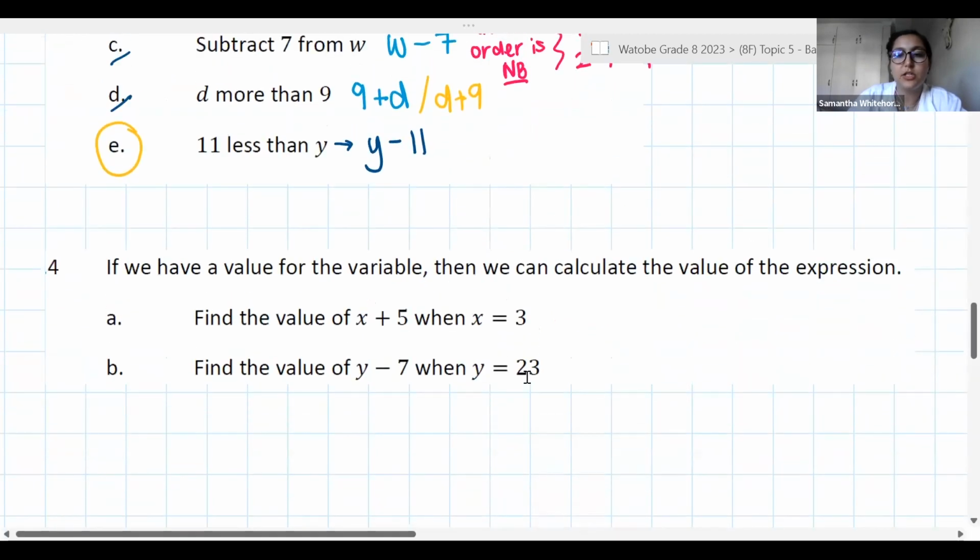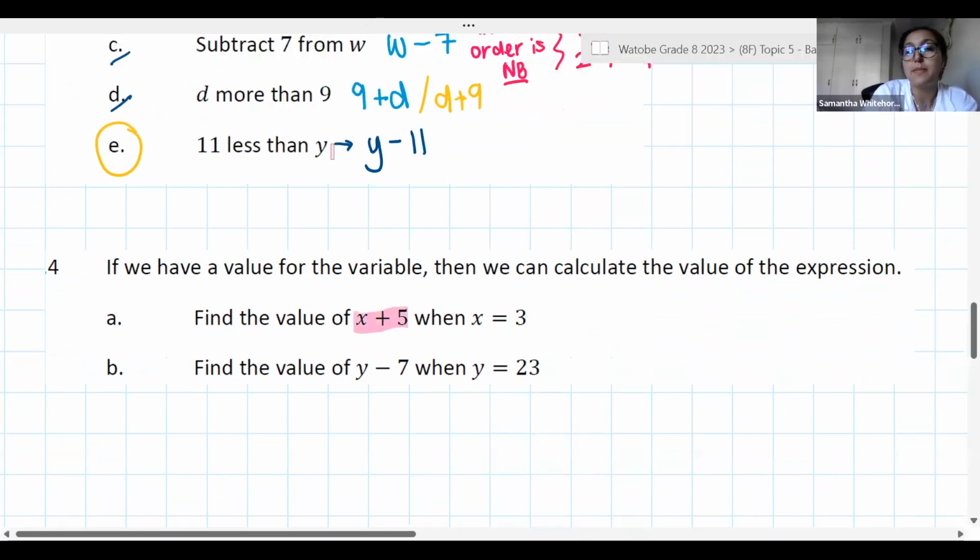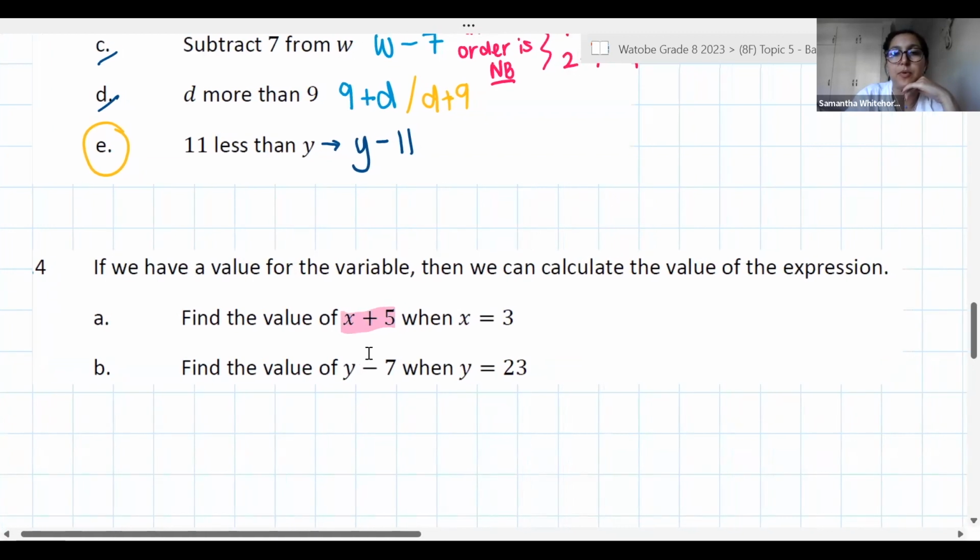Alrighty, guys, so let's just have a look at one last example, and then we will take a little brain break before we carry on. Alrighty, so here we've got two expressions. My first expression says x plus 5, and I'm now giving you the value of the variable. So if we have a value for the variable, then we can calculate the value of the expression.